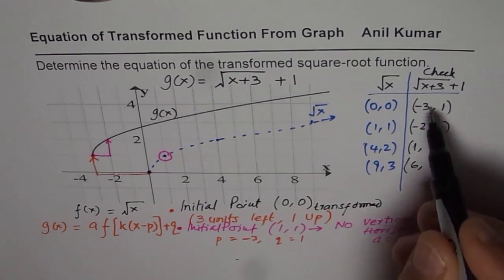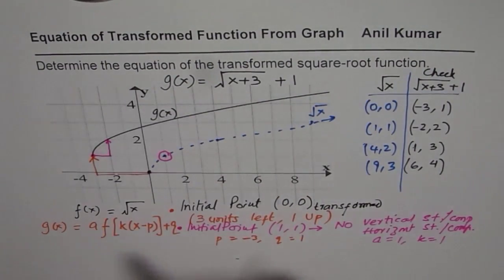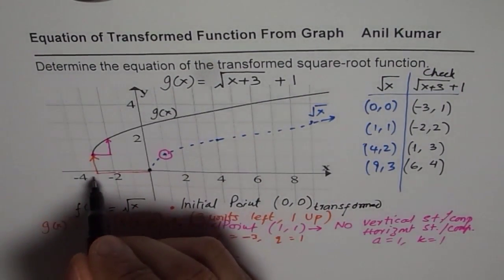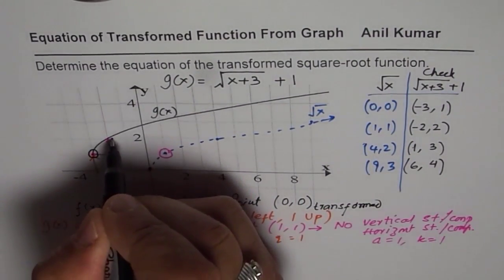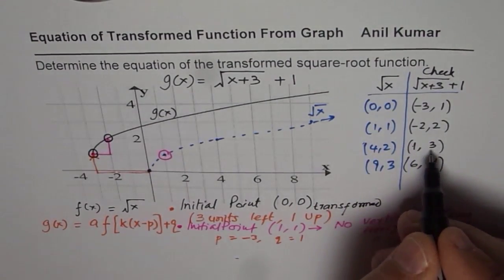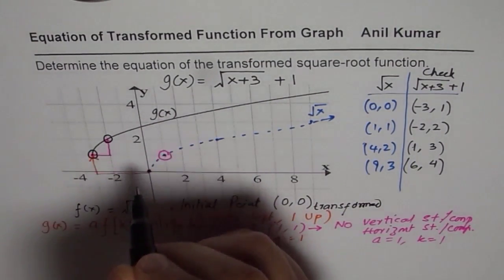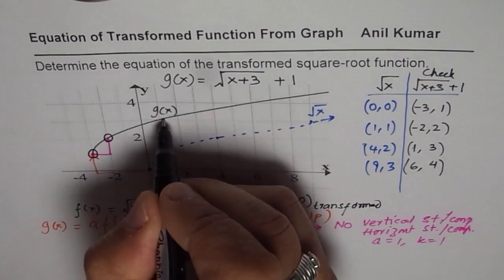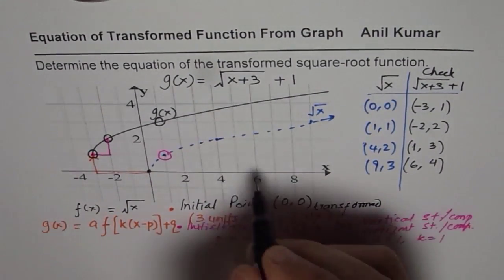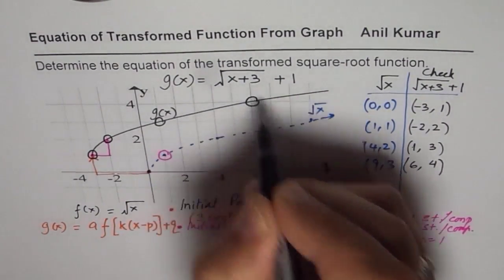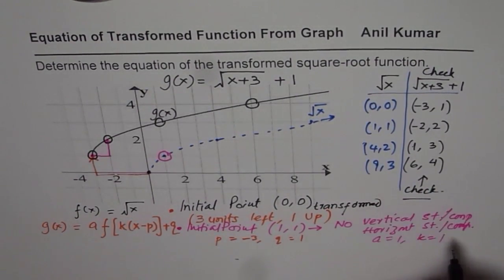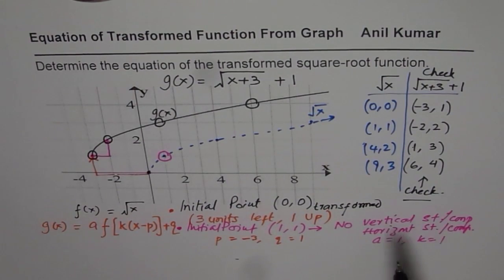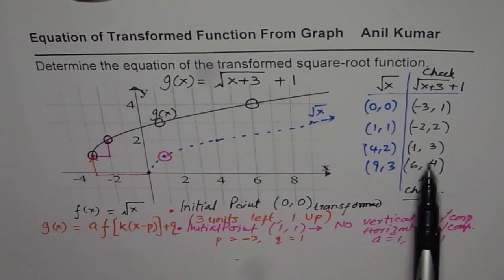So let us check if those are the points on our curve. Minus 3, 1, minus 3, 1, perfect. Minus 2, 2, minus 2, 2, that is also correct. 1 and 3, 1 and 3, that is right. 6 and 4, 6 and 4. So that is also a good check, right? So what we have done here is gone in a backward direction and shown you how we should be writing the equation, and verifying it, right?